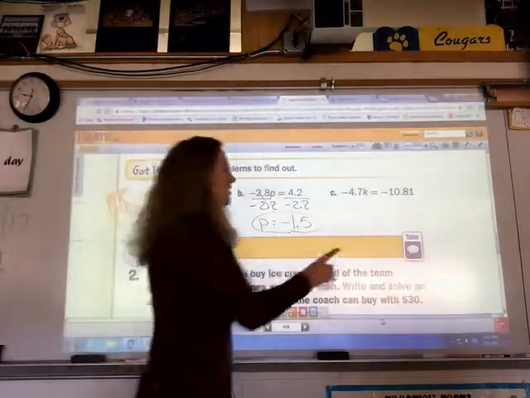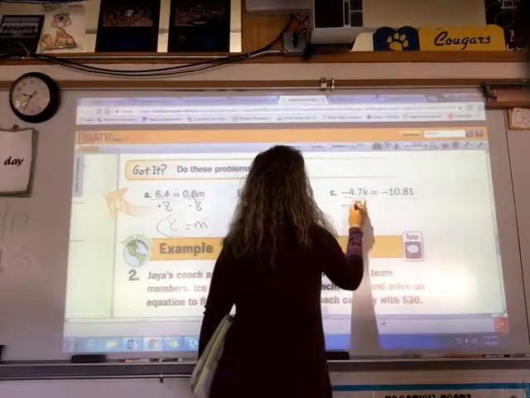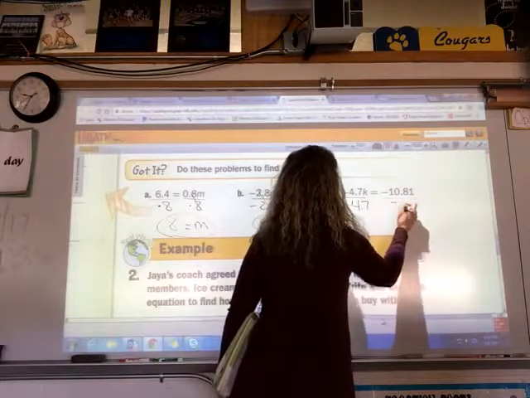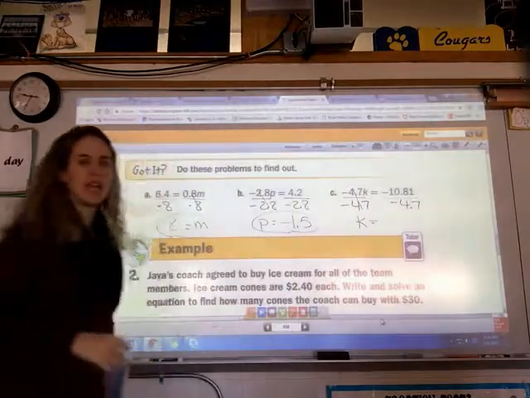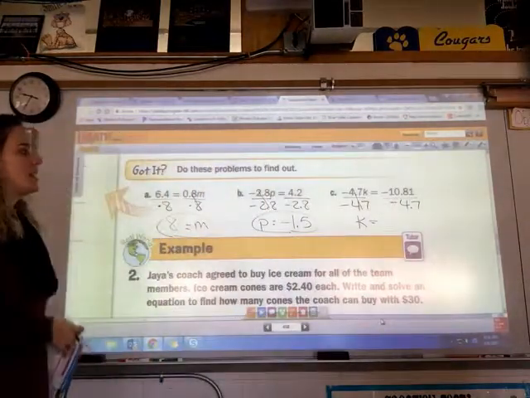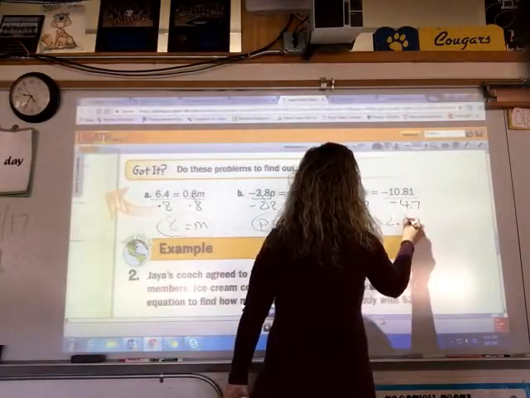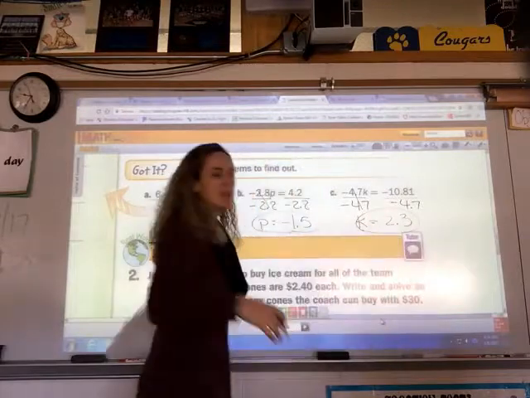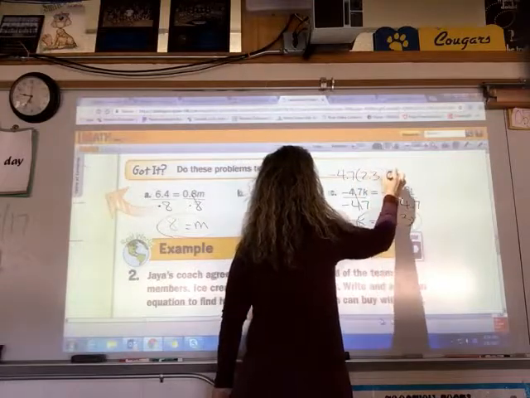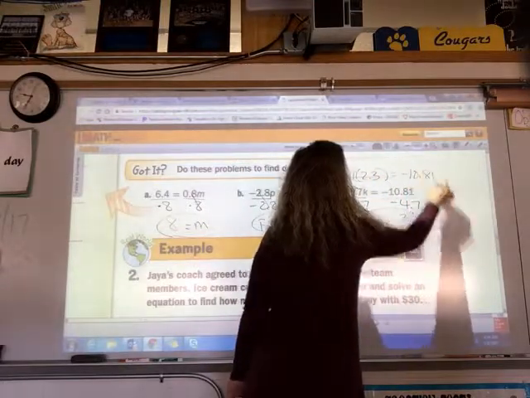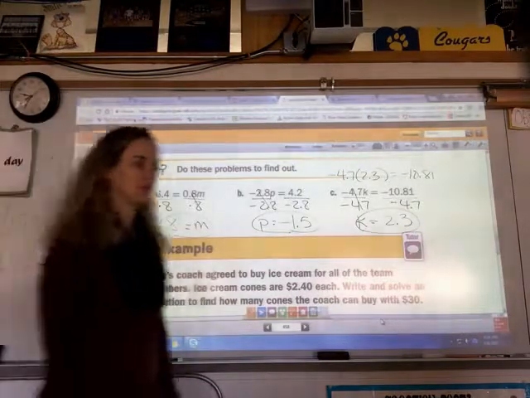Taking a look at letter C, again, find your variable. Variable's right here, it's being multiplied by negative 4.7. So the opposite is to divide by negative 4.7. So those are going to cancel, K is left. When you take a negative divided by a negative, remember we're going to get a positive. And then we have 10 81 hundredths divided by 4 7/10. And when we divide that, we're going to come up with 2 3/10. Again, when you go back and check it, if I take negative 4 7/10 times 2 3/10, I should get negative 10 81 hundredths. So there's a few examples that we just completed working with decimal coefficients.